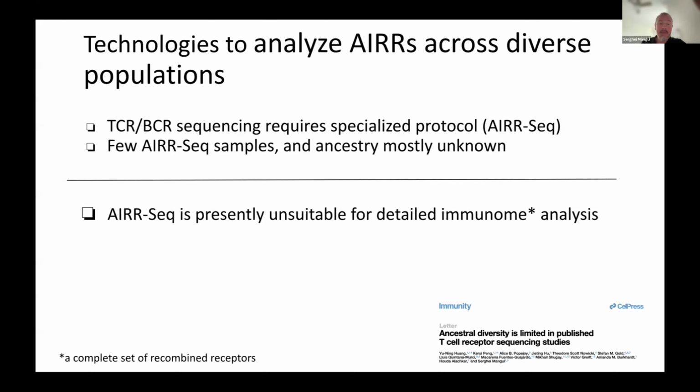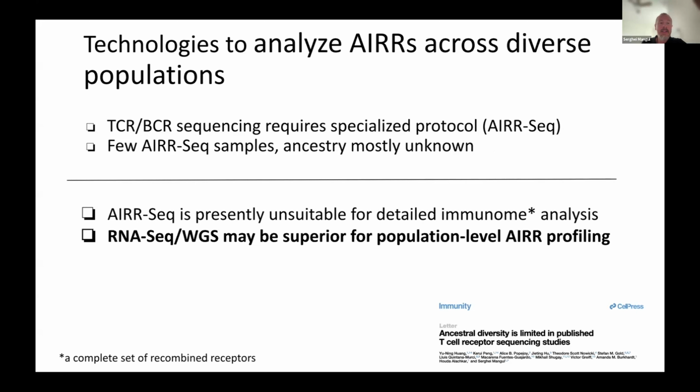We have just too few samples. However, there's another technology, RNA sequencing or whole genome sequencing, which is used for other things. But we can ask, can we repurpose that? Can we repurpose the technology so that we can use it for population level profiling? And by the way, we are not yet doing population level work in immunogenomics because we don't have the technology. So our idea was, if we can unlock RNA-seq and whole genome sequencing to study the repertoire, then suddenly we can do population level immunology.